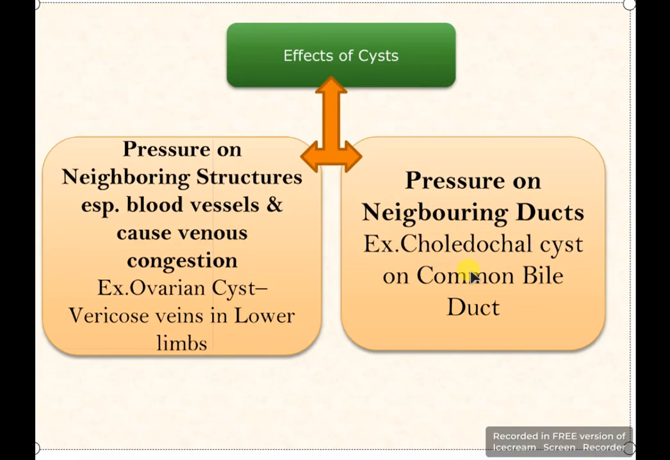Here, take a look at the effects of cyst on the surrounding tissue. Sometimes there is pressure on neighboring structures, especially blood vessels, that will lead to venous congestion of affected organs. For example, in ovarian cyst, there are varicose veins in the lower limbs due to the pressure effect of the ovarian cyst on the lower limbs' venous system. Another effect is pressure on neighboring ducts that leads to cyst formation in affected glands. For example, a cyst pressing on the common bile duct.